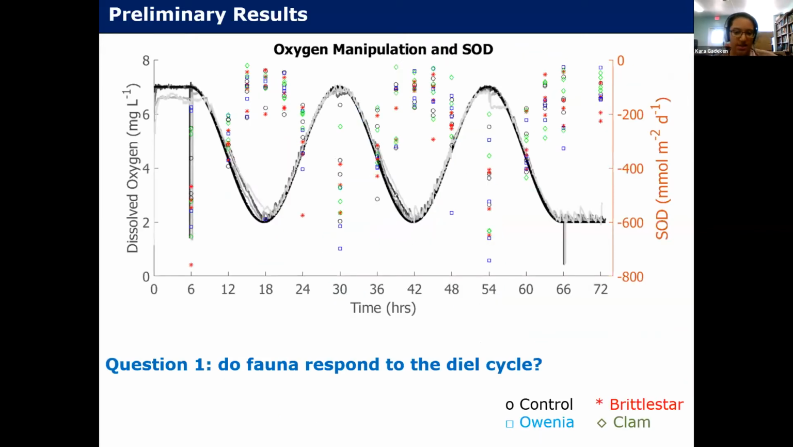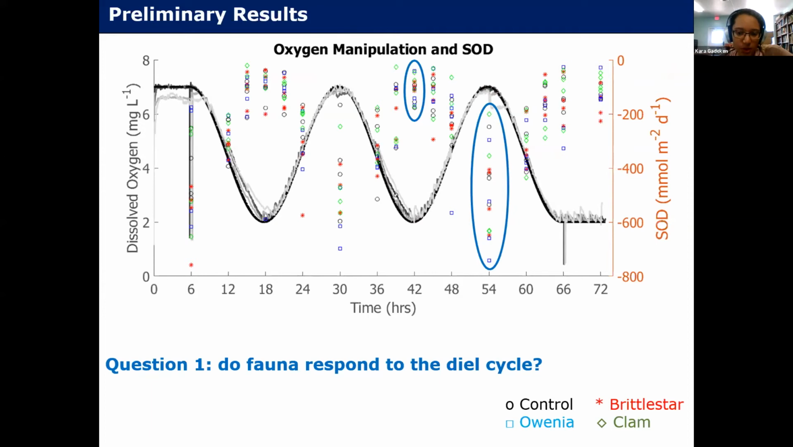So I'm still processing these data. I just started the analysis, but we can start to get an idea of what's going on by examining a couple of examples. To have an example of question 1, do fauna respond to the Diel cycle, we can look at 2 different time points and compare them: a minimum and maximum oxygen level time point. Here we have when oxygen is at its maximum, these points, and then when oxygen is at one of its minimums, these points here.